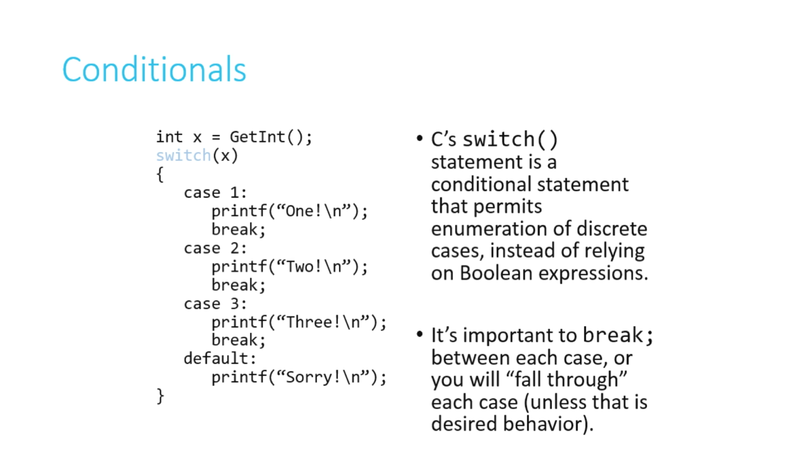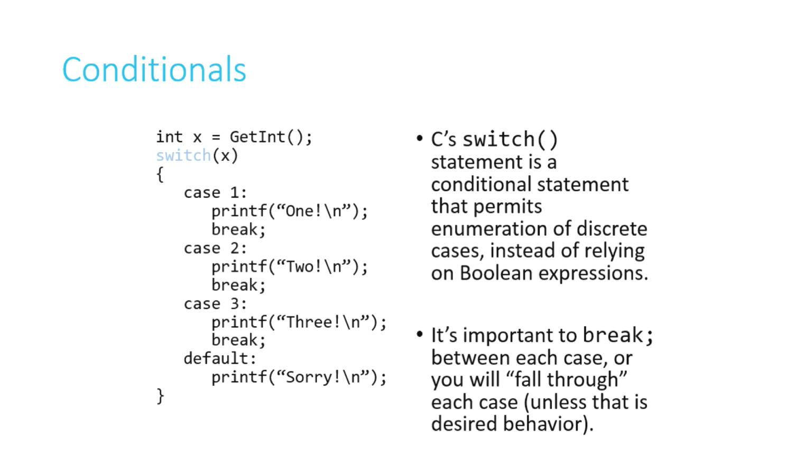Basically what's happening is I'm at the terminal. I'm asking the user to type in a number. And here I'm switching what I'm doing depending on what the user typed at the prompt. So if they typed 1, I print out 1, and then I break. If they typed 2, I print out 2, and then I break. It's important to break between each case because otherwise you will fall through.